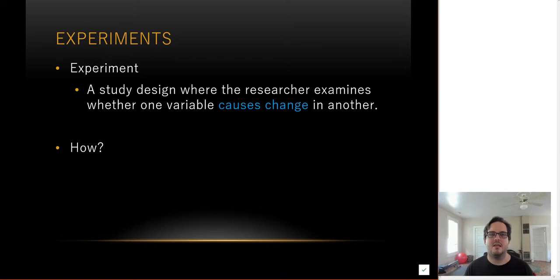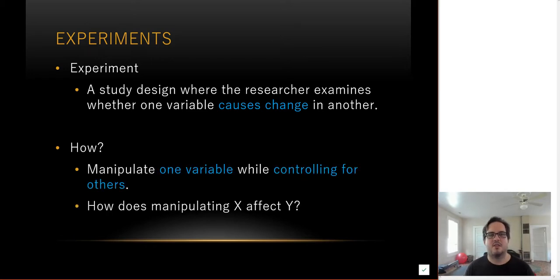Well, what you need to do in any experiment, and this is what makes it the gold standard of science, is that you need to be able to manipulate, of those two variables that you have, you need to be able to manipulate one of them. You need to actually be able to go in there and change that variable, intentionally do so, while controlling for others.